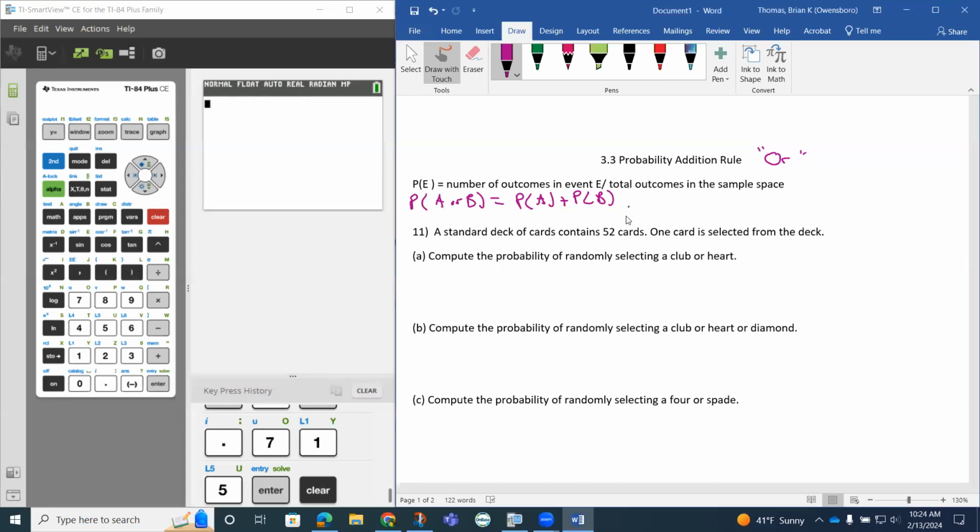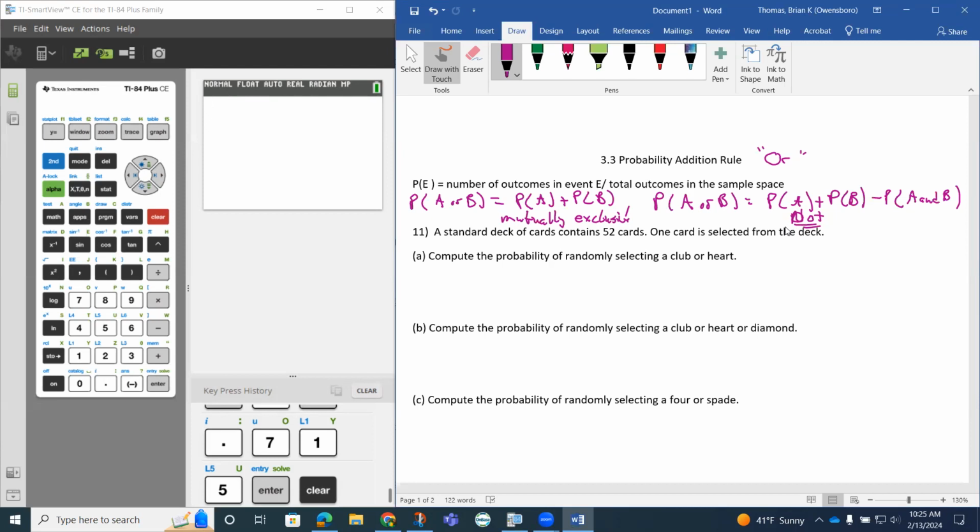The other one we had was the probability of A or B when they're not mutually exclusive. This is going to be the probability of A plus the probability of B, and then you subtract out the intersection, the probability of A and B happening, so what they have in common. So we remove that. The first one is mutually exclusive, which means they have nothing in common, and this one is not mutually exclusive, so there's going to be an overlap.